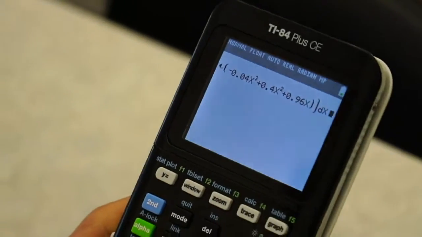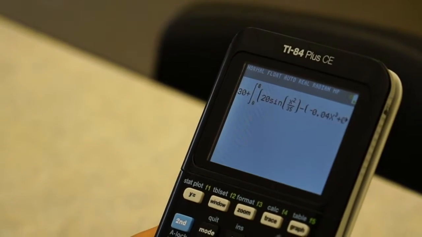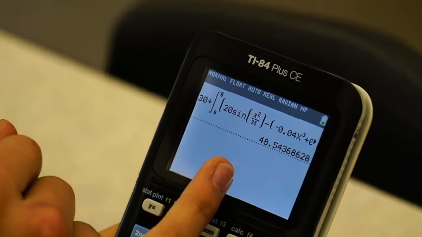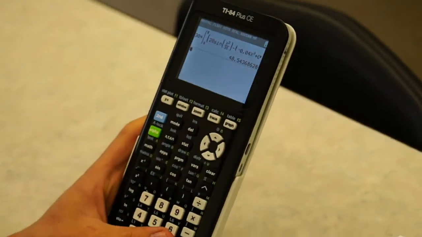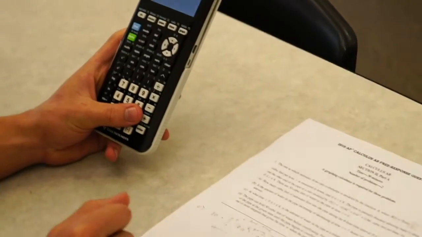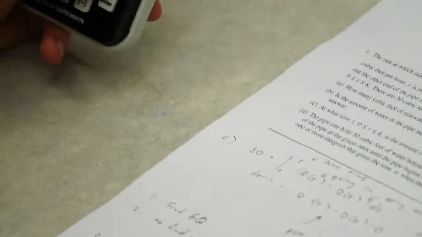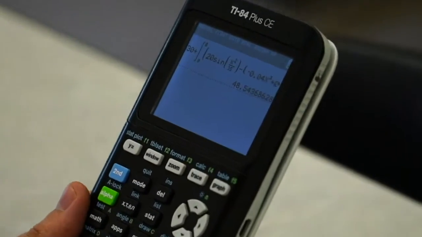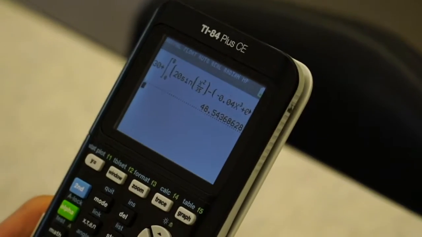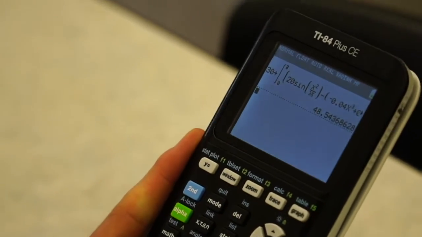Okay, so as you can see, I've entered the entire function into the calculator, and when I press enter, you get this value, 48.5437. And as you can tell, at 0 there are 30 cubic feet of water in the pipe, and at time 8, there is 48.5437 cubic feet of water in the pipe. And then the only thing we have to do now is find the amount of water in the pipe at time 3.2716 seconds.